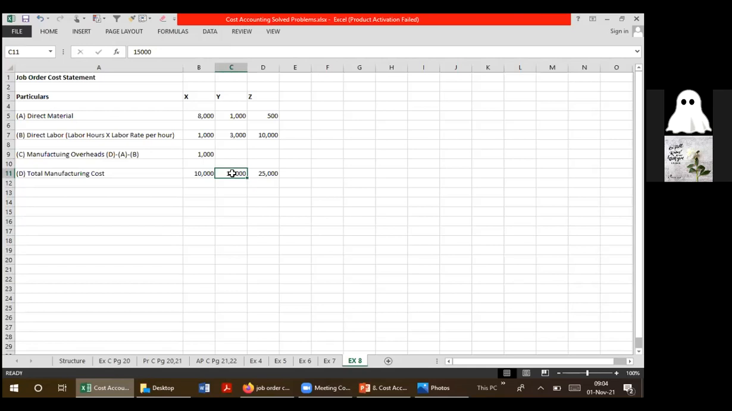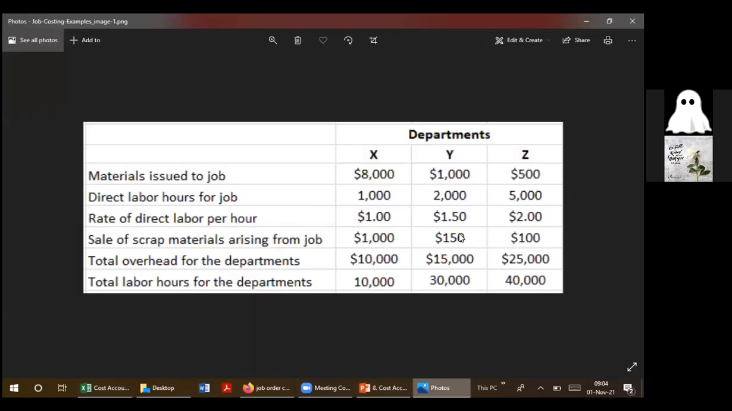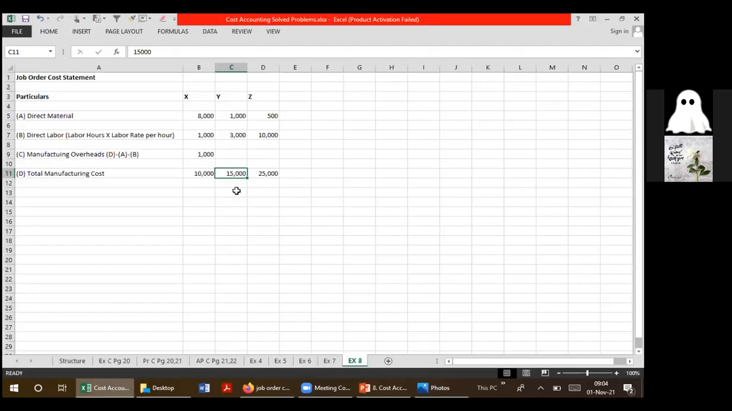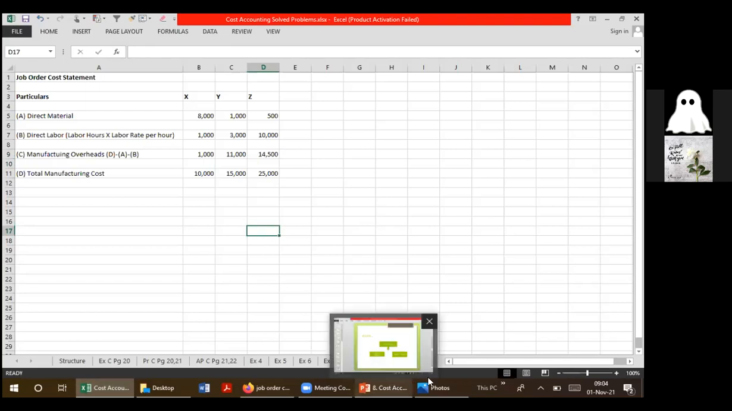Right. Then Y will be 15,000 minus the 4,000. That will be 11,000 is manufacturing overhead. And for department Z, 25,000 minus 10,500 is 14,500. Right. So that is our manufacturing overhead.